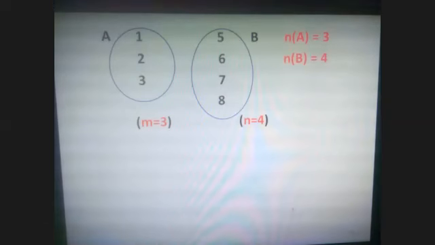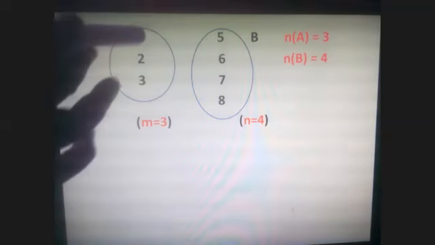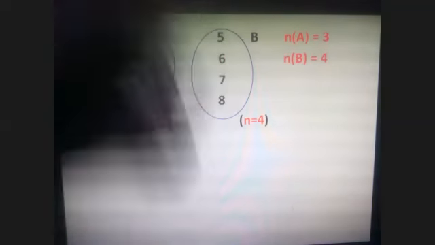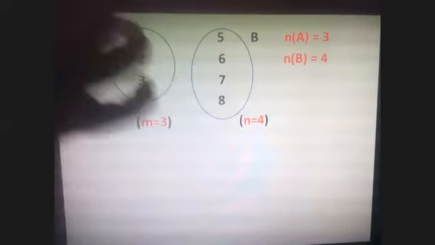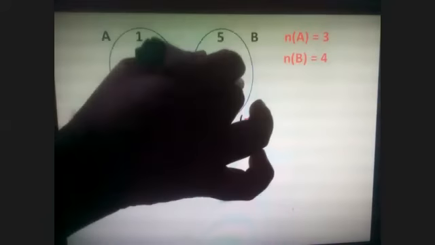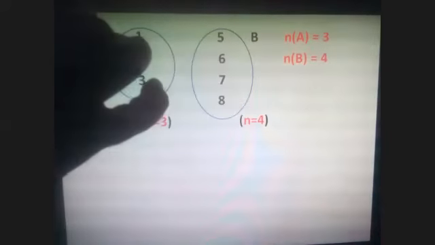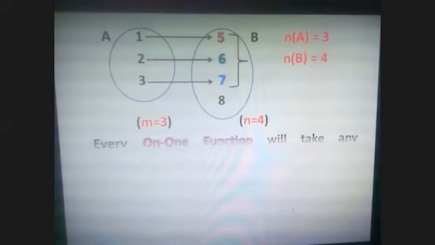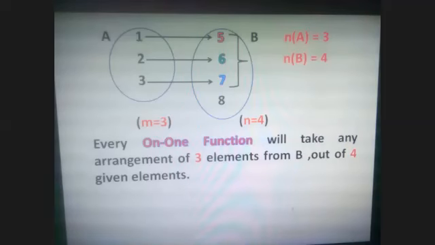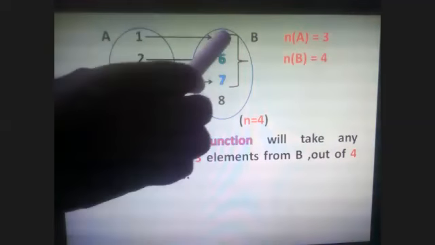Well, if I take any one-to-one function, I'm just picking a one-to-one function. A one-to-one function needs 3 elements from here: 1 to 5, 2 to 7, 3 to 8, or 1 to 6, 2 to 5, 3 to 7. Any. I need not one set of 3 elements, but one arrangement of 3 elements. I get a one-to-one function. I don't say one set, I say one arrangement.